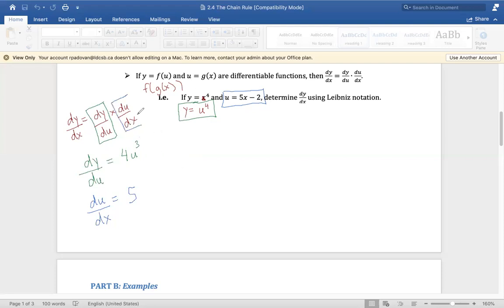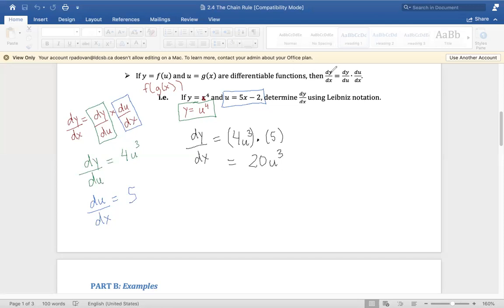So here, multiply the green and the blue together. So I'm going to go back here and say dy dx, which is another way of just saying y prime, right? So dy dx is equal to dy du. Dy du is 4u cubed multiplied by, again, 5. Now, again, if you wanted to put both of these in brackets, you could. And then that answer would be 20u cubed. So that is our derivative.